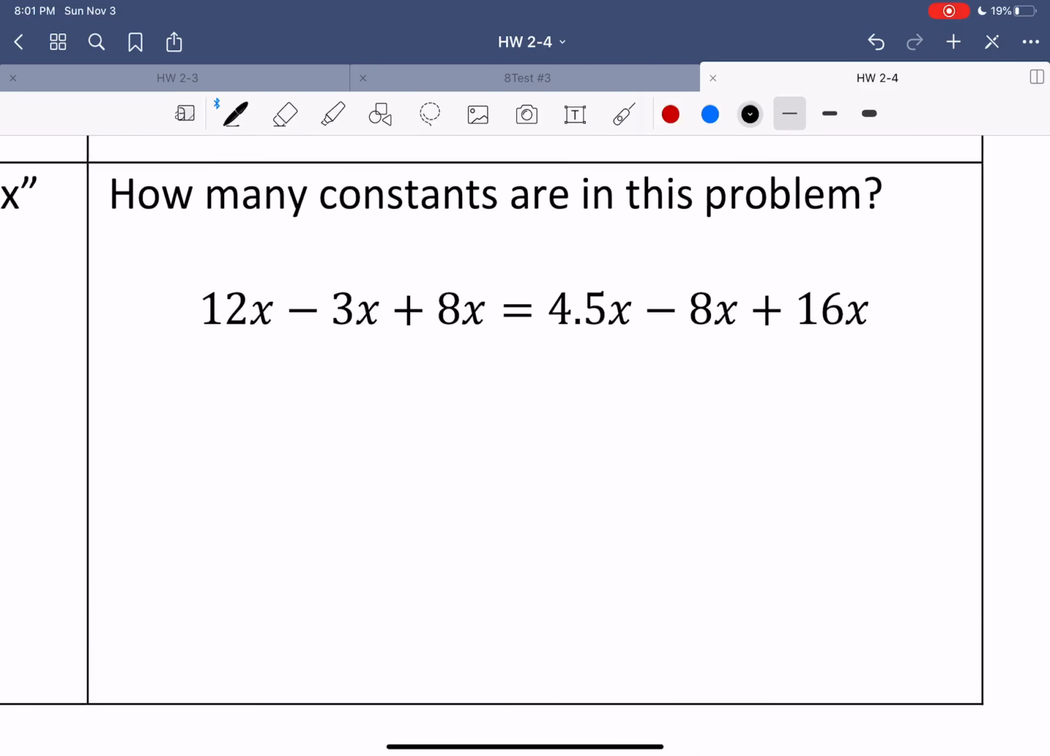All right, how many constants? So a constant, a number without a variable.